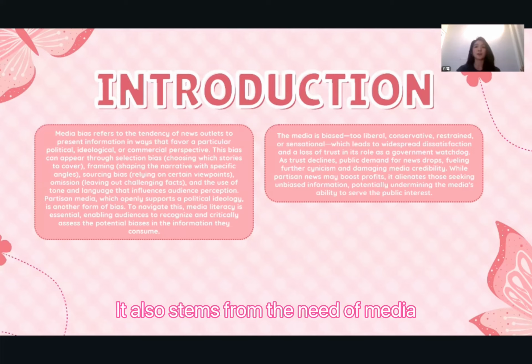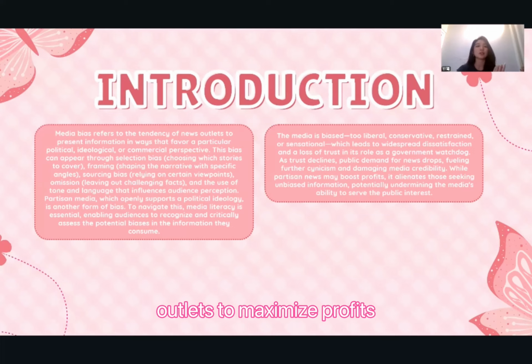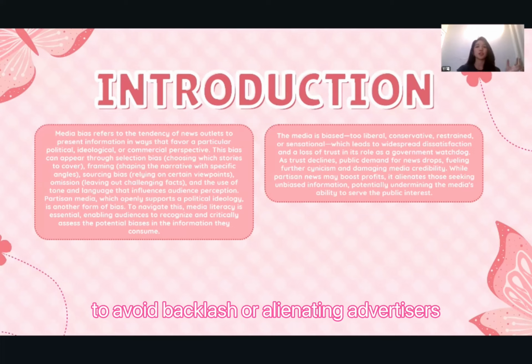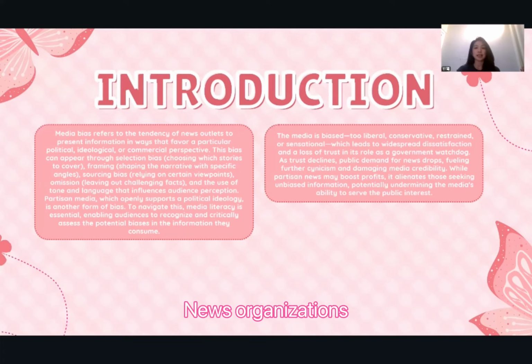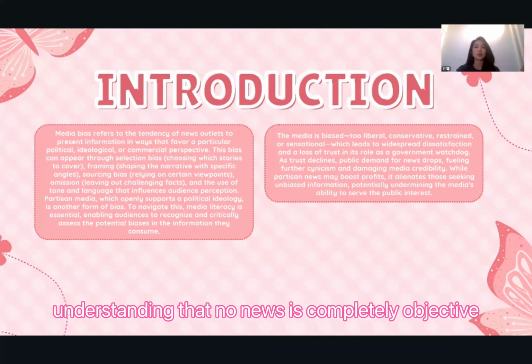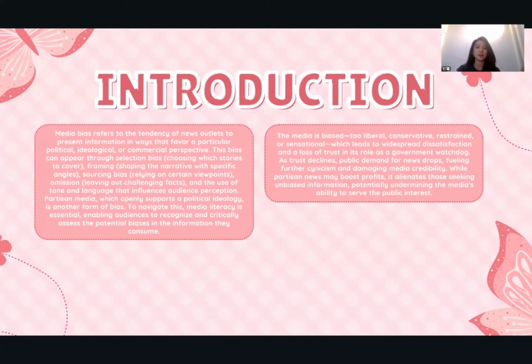But media bias isn't just about political preferences. It also stems from the need of media outlets to maximize profits. To avoid backlash or alienating advertisers, news organizations may avoid controversial topics or give slanted coverage to attract certain audiences. In this way, media literacy becomes essential: understanding that no news is completely objective, and it's up to us as consumers to critically evaluate what we read and watch.